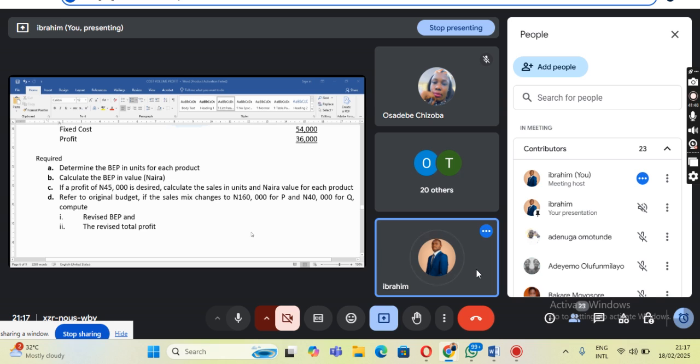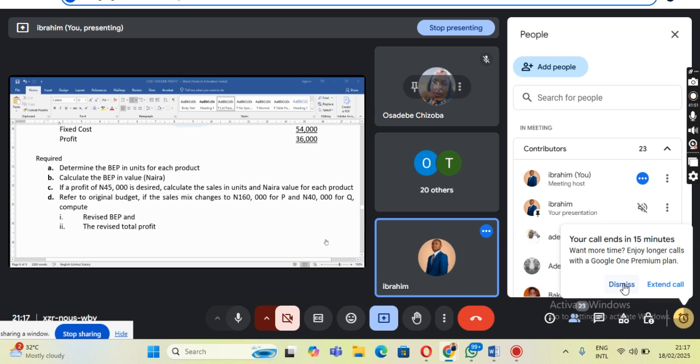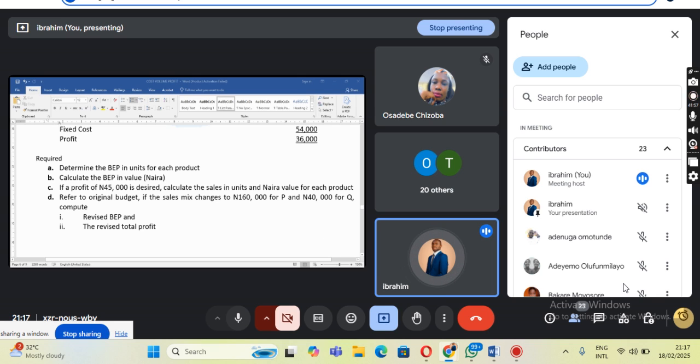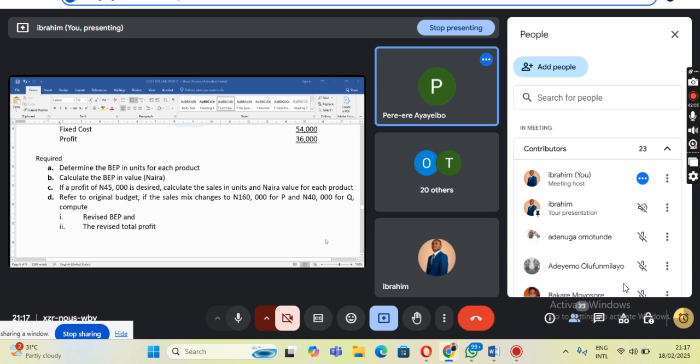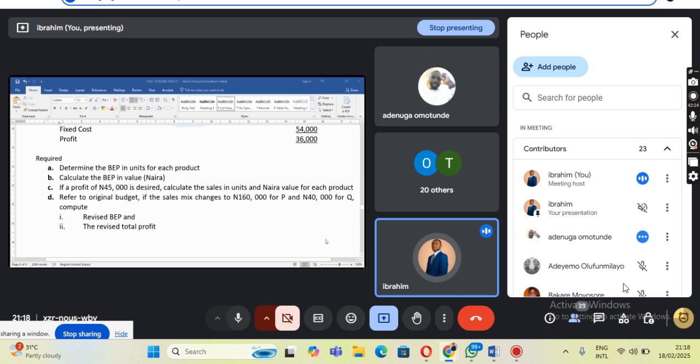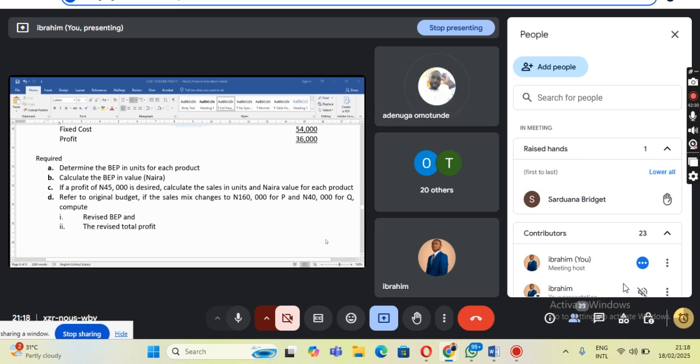Okay. Where is Precious? Now give me the formula under the single product. If you want to determine the sales in units to achieve a profit before tax of some amount, what is the formula? Fixed cost plus target profits. What about the CMR? If you divide by CMR, are you looking for value or units?